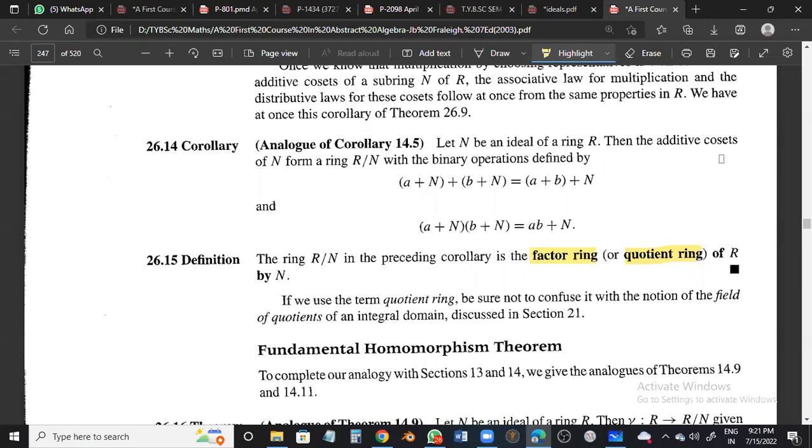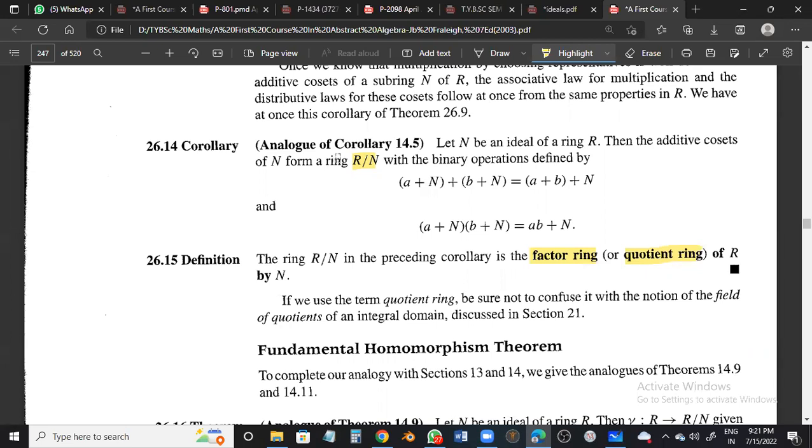You have a ring R. Let N be an ideal of ring R. Then the additive cosets of N form the ring R by N. Now you know better what cosets are. Cosets are of the type A plus N or B plus N, likewise. What are A and B? They are members of R.